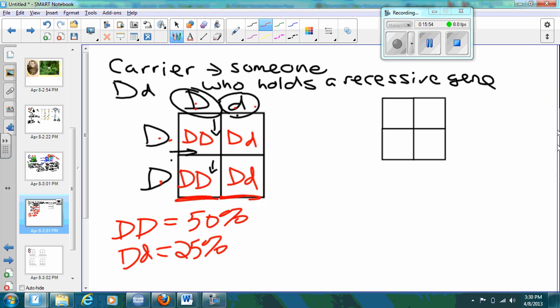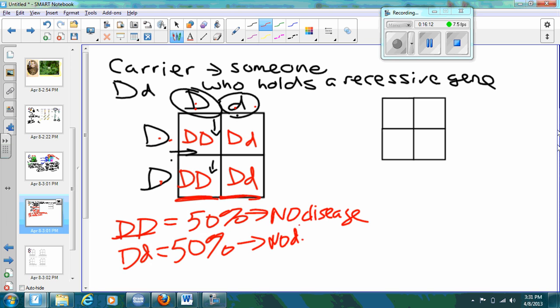Okay, so now, oh, that's wrong. It's equal to 50%. So, big D, big D, do you have a disease? No disease. Big D, little d, do you have a disease? No disease. So these people have a 100% chance they're going to have a child without the disease. So it's a good thing. They can go ahead and have children without worrying. Okay? So now let's do another example.